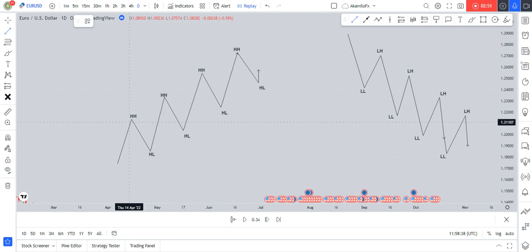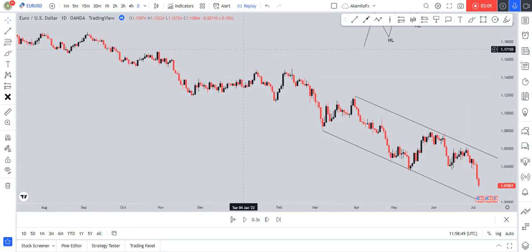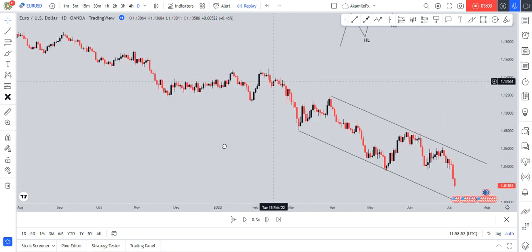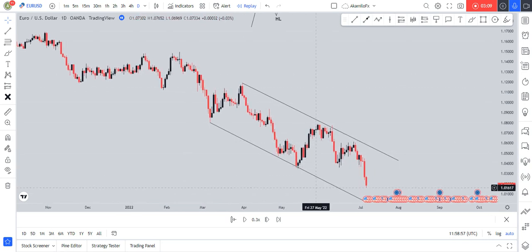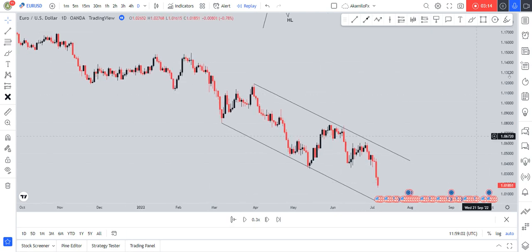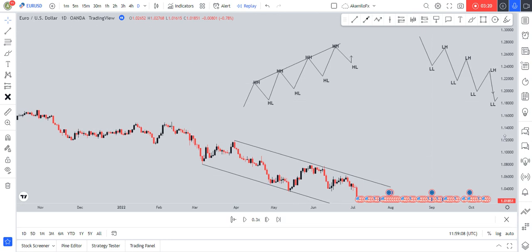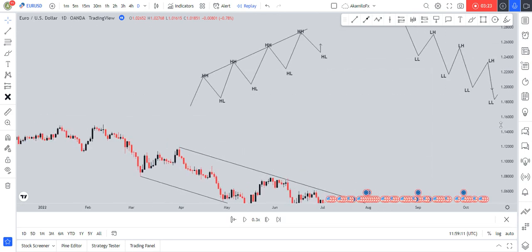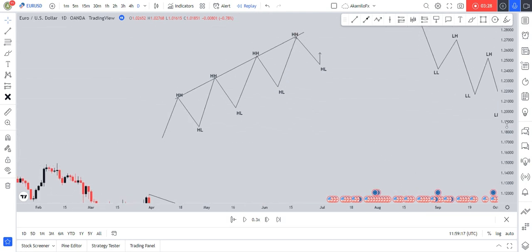If you see this, what you need is to join your higher highs. Just take your trend line and join the higher highs. If you join the higher highs, what you need to do is to join the higher lows as well.